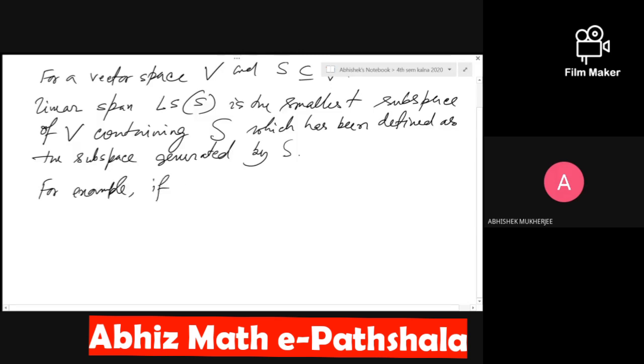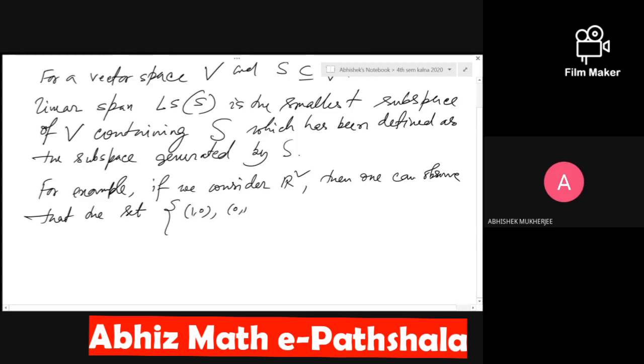if we are in the plane, that is in R2, so if we consider R2, then one can observe that the set {(1,0), (0,1)} will generate the whole plane R2. So R2 is the linear span of this set.